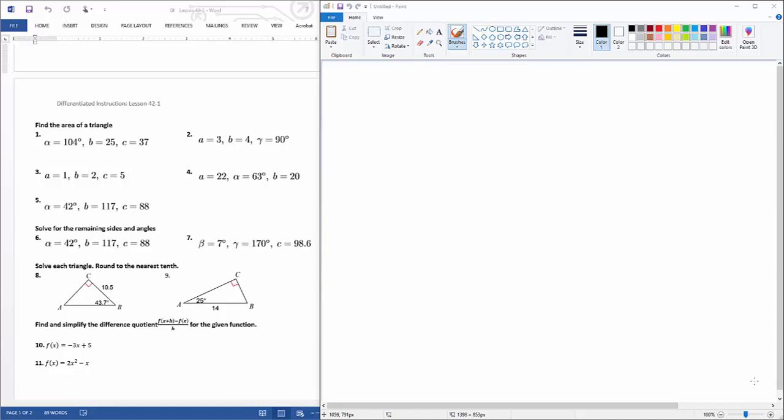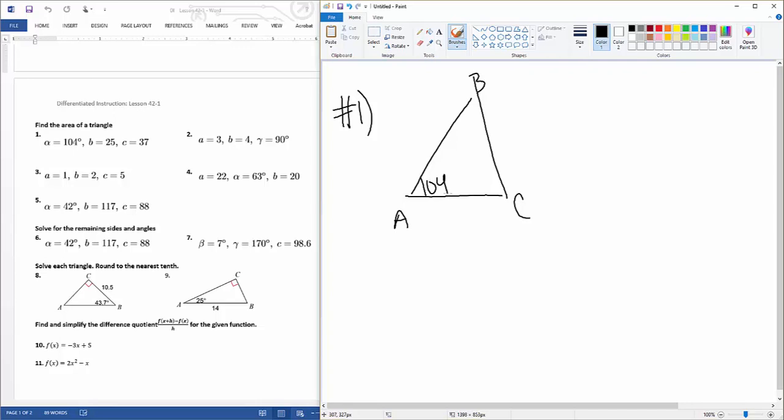All right, 42-1. So for number 1, we need to draw out the triangle. So A, B, C. And so angle A is 104, side B is 25, and side C is 37.